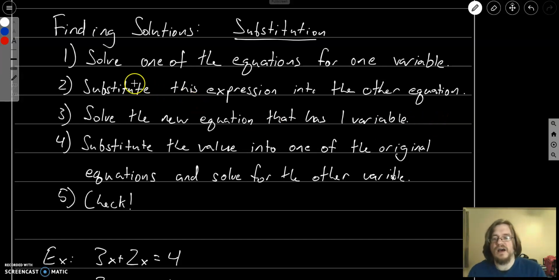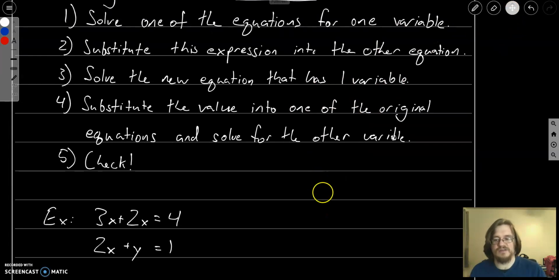So for substitution, what we'll do is we'll solve one of the equations for one variable, and we'll substitute that expression into the other equation. This will make more sense when I'm going through it. But after we substitute this expression in, we will solve that new equation. Now we have one of the numbers, and we plug in that number to figure out the other one. So that was a lot of words.